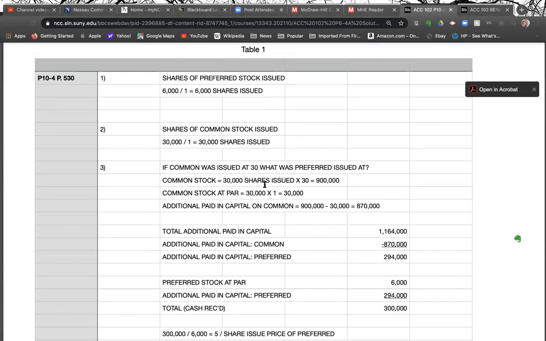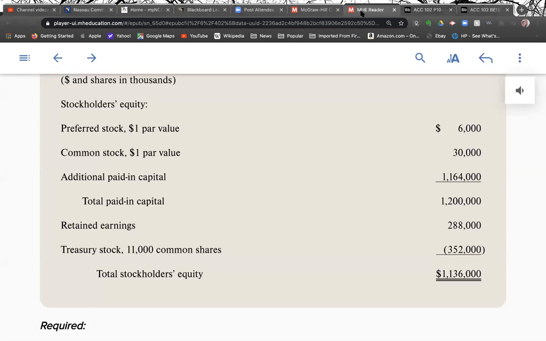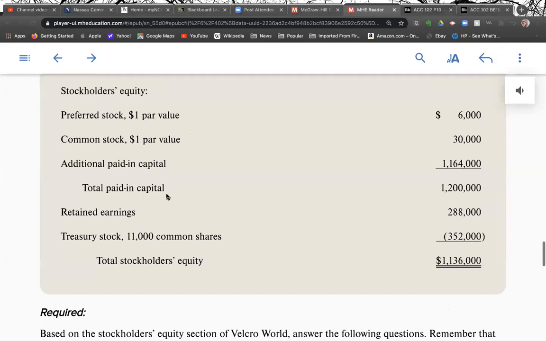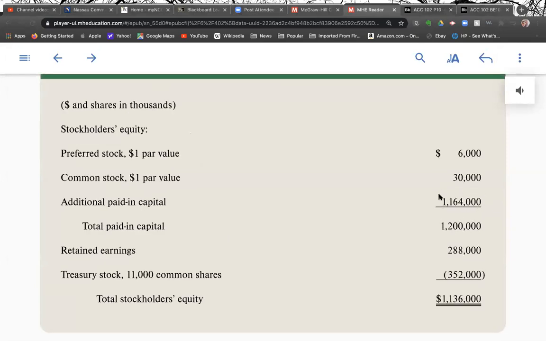That was easy, right? Now comes the tough stuff. Look what they tell you here. If the common shares were issued at 30, what is the average price per share that the preferred was issued at? Right? Now, when you first look at that, you say, I'll never be able to figure that out, right? Because these yo-yos put the additional paid-in capital for both the preferred and common here in one number. We need to separate that into two piles, a preferred pile and a common pile, right? So let's see how we do that.